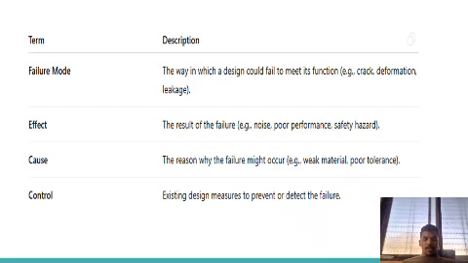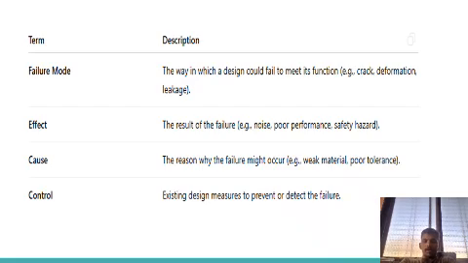Failure mode: the way in which a design could fail to meet its functions, such as crack or deformation. There are many more modes of failure, such as cracks and deformation, as we are all aware. Effects: the result of the failure, such as noise. After the failure of any object, we meet with some type of effects. It may be friction, it may be hazards, it may be noise, it may also affect the quality of the material. It may affect the performance of the machine.